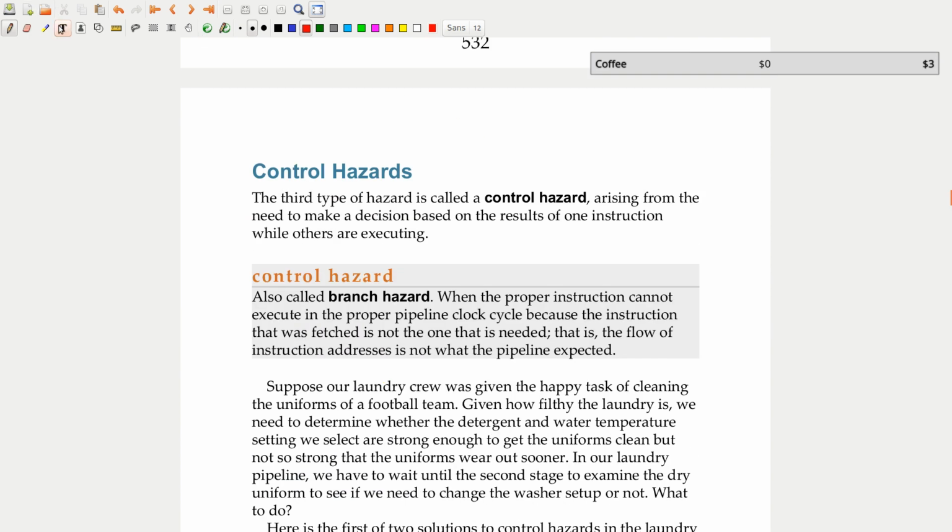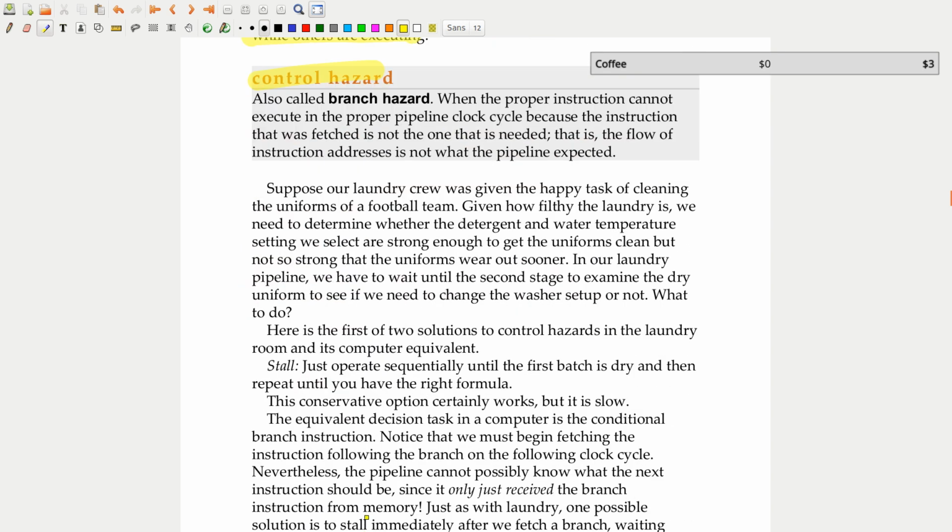Now we can look at something called control hazards. So the third type of hazard is called a control hazard, arising from the need to make a decision based on the results of one instruction while others are executing. So if we have something like a branch instruction come in, there's going to be instructions following the branch. However, should we start executing those before we know if we're branching or not? Or should we not? So that's typically what we call a control hazard.